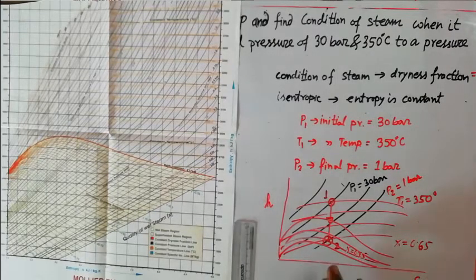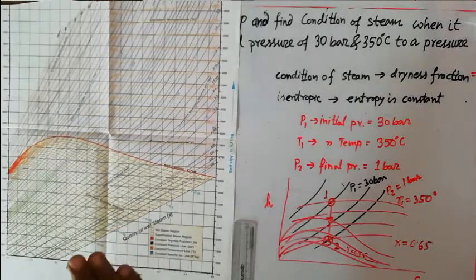So that way, point 2 touching the dryness fraction line will give you the quality of steam, and that is the requirement of that particular problem. Understood? So you have to study the Mollier chart very carefully.